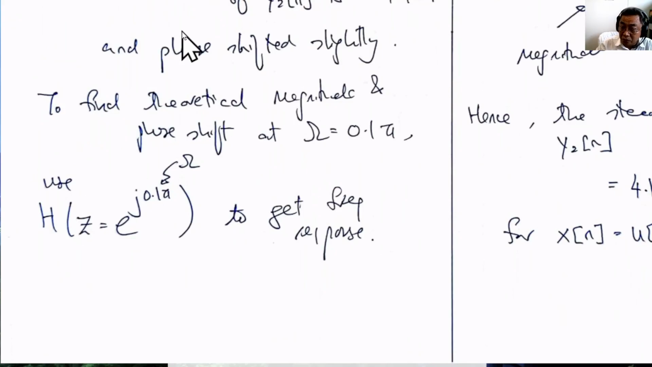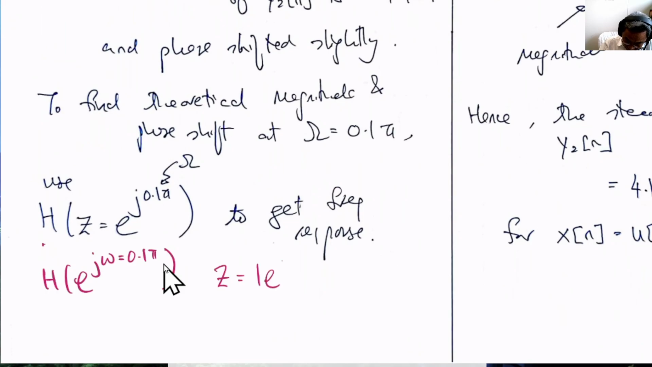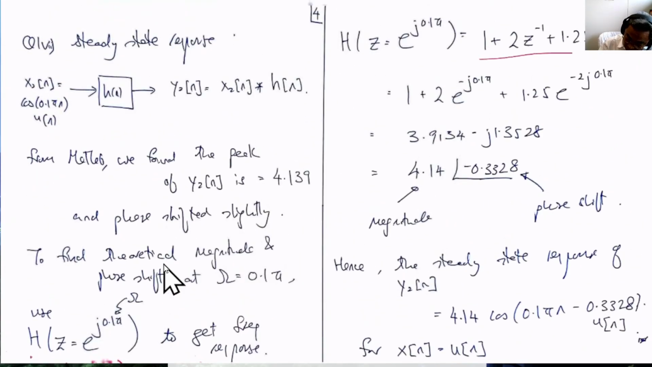So again, to find the steady state response, all we need to do is to calculate H of e^(j omega), and now this omega is 0.1 pi, the frequency of interest, because we are going to send a cosine with a frequency of 0.1 pi radian per sample. All we need to do is to set z equals 1 e^(j 0.1 pi), and then we substitute this value into H of z. So you realize that all we are doing is we are doing this.